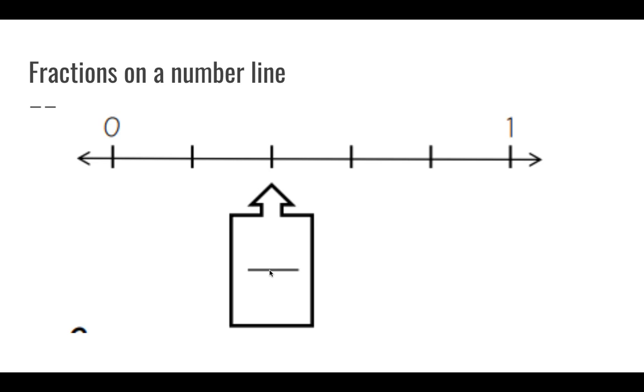So my denominator is my total spaces, my total parts, okay? And so on this number line, we have to figure out how many total parts we have. So here's 1 part, here's 2 parts, here's 3, here's 4, and here's 5. Okay, so my denominator is going to be 5.